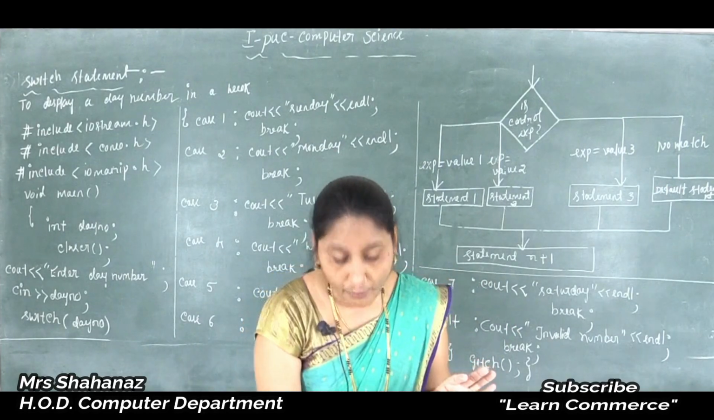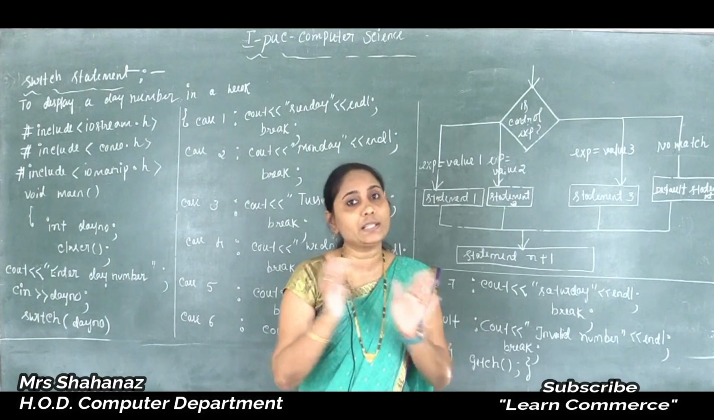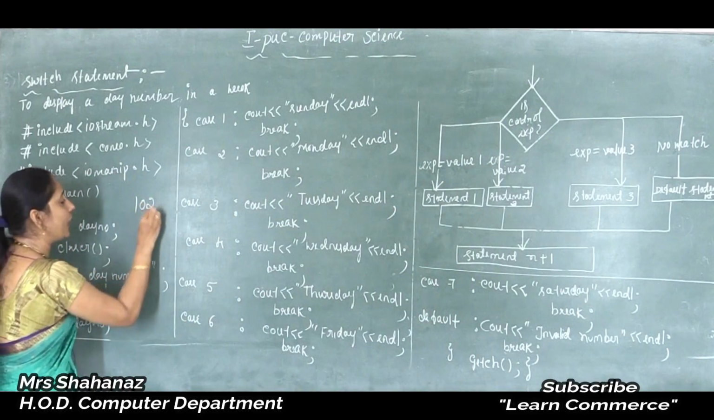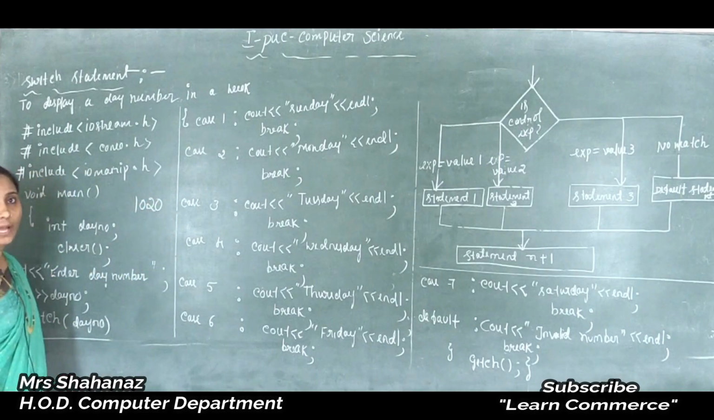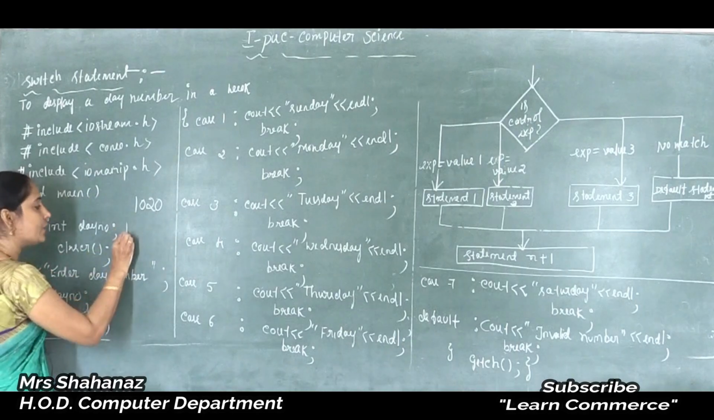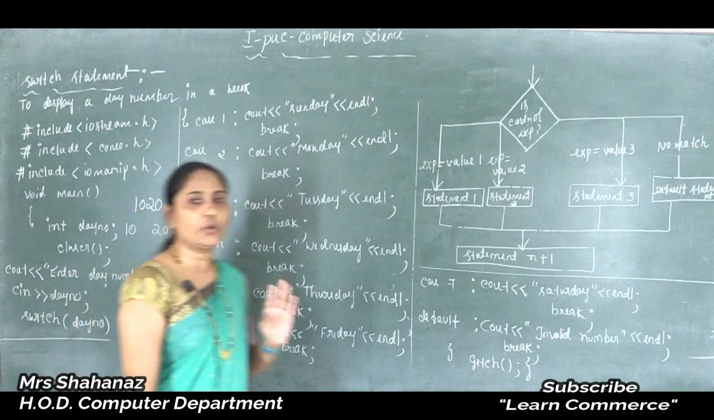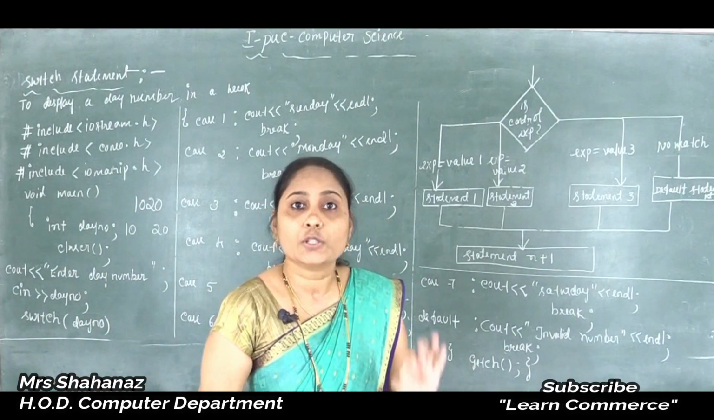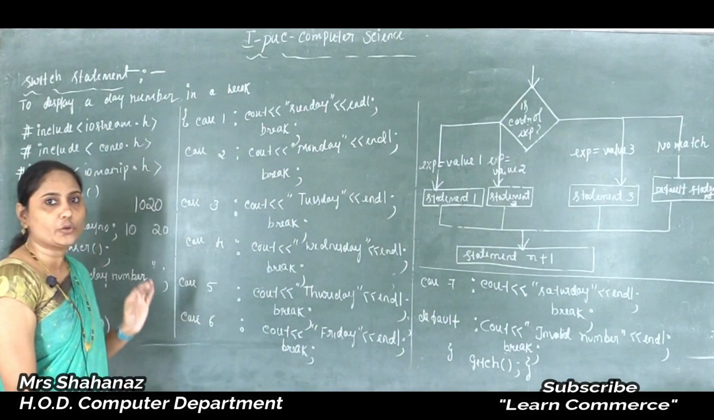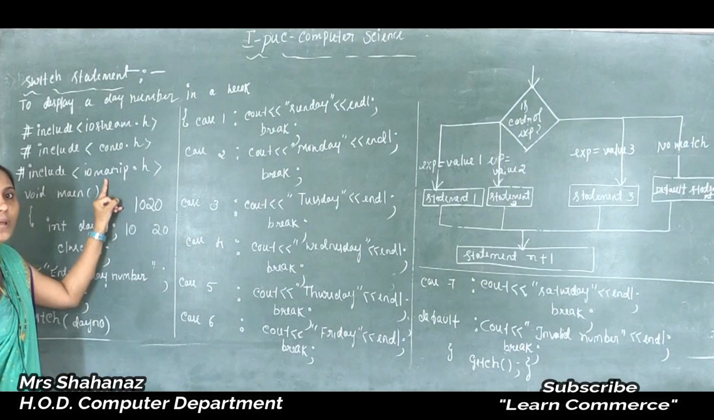The use of setw is that it leaves some space between the numbers. If you write 10, 20, you can't say the first number is 10 and the second number is 20 if you are not using setw, because it will show the number as 1020. But if you use setw, it leaves some space between the numbers. So this is the use of setw. To use setw and endl in the program, we need to use the header file iomanip, input output manipulation.